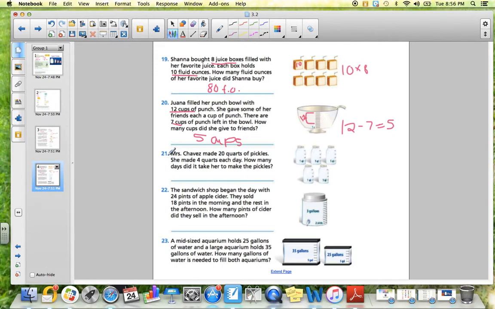Now, let's move on to 21. Mrs. Chavez made 20 quarts of pickles. She made 4 quarts each day. How many days did it take her to make the pickles?